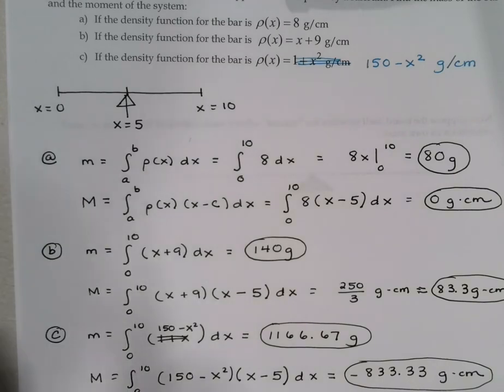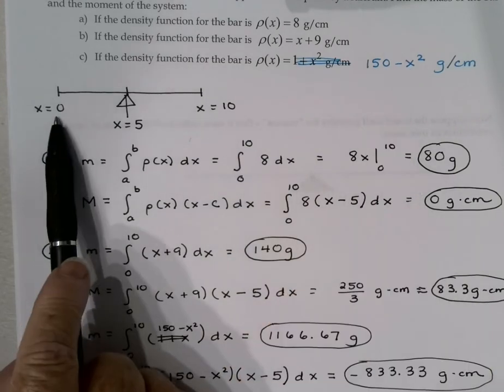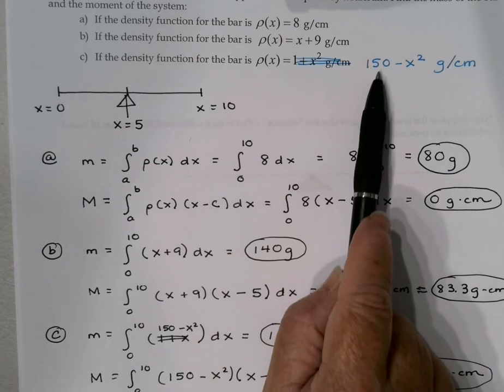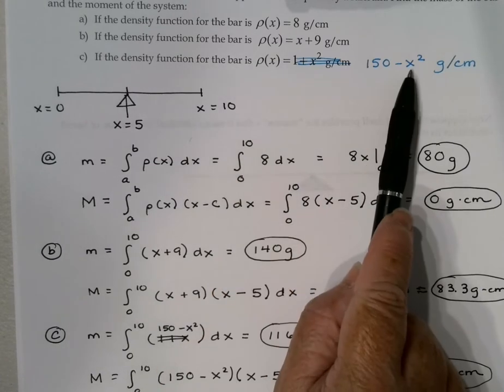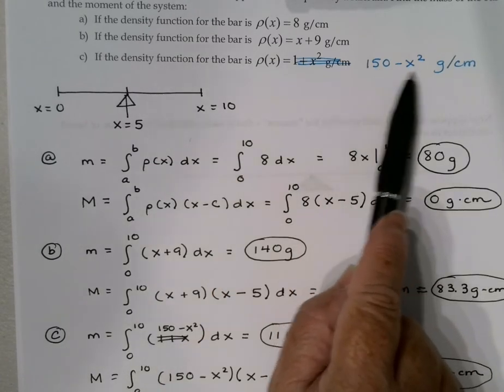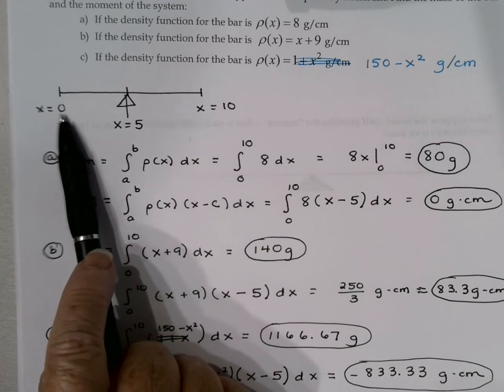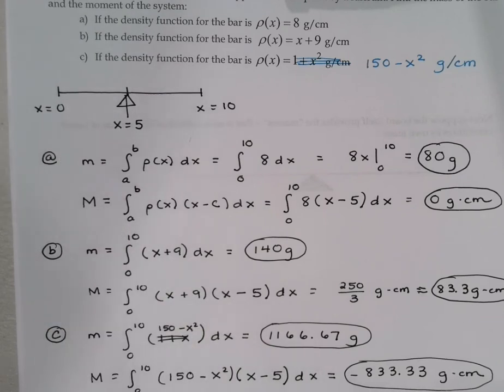And again, if you think about this density function, on the left-hand side at 0, we'd have a density of 150. But on the right-hand side at 10, 150 minus 100 would be 50. So it's heavier on the left end, giving us that negative moment.